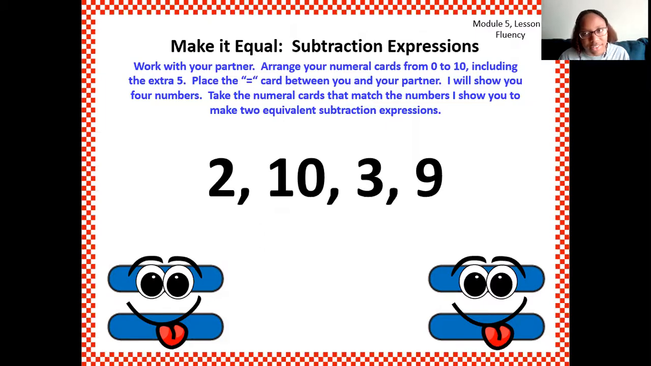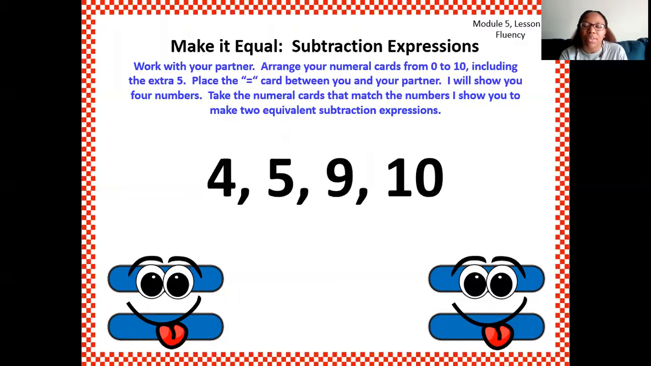All right, are you ready for the answer? Okay, so it doesn't have to be in this order, but if you have 10 minus 9 is equal to 3 minus 2, you are correct. You could have also written it as 3 minus 2 is equal to 10 minus 9. Either one is correct. Now let's try the next one. Now we have the numbers 4, 5, 9, and 10.